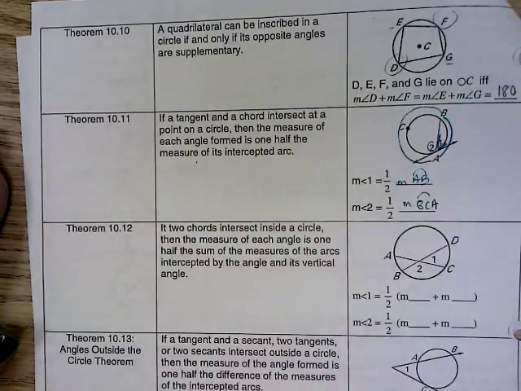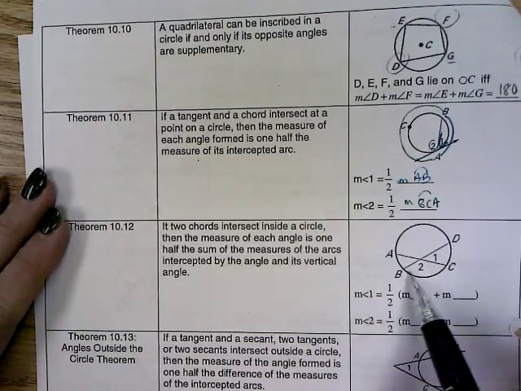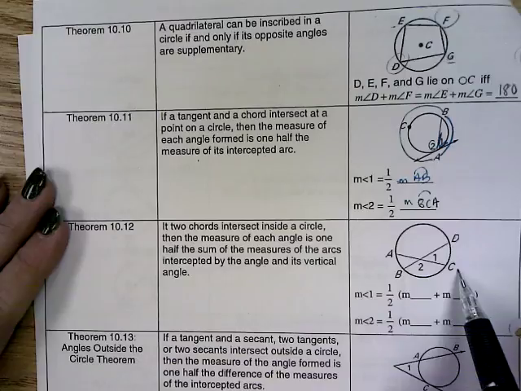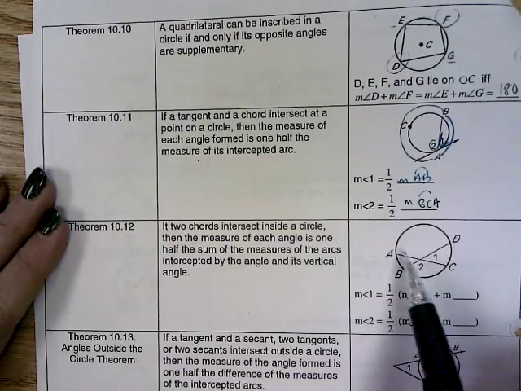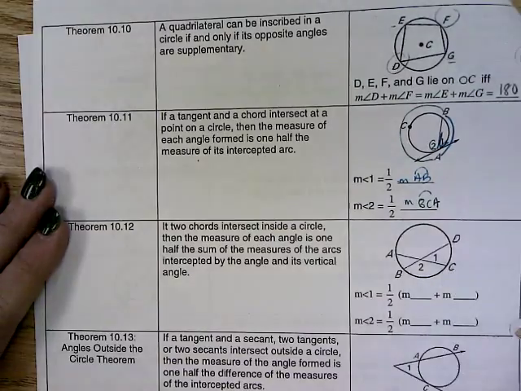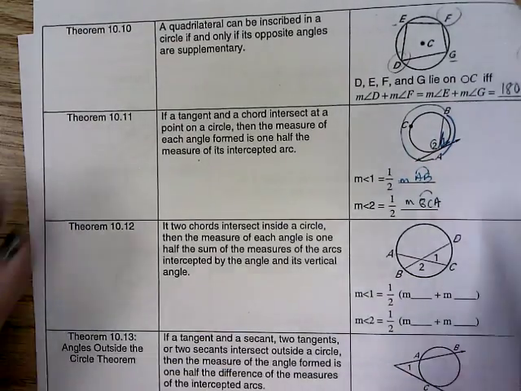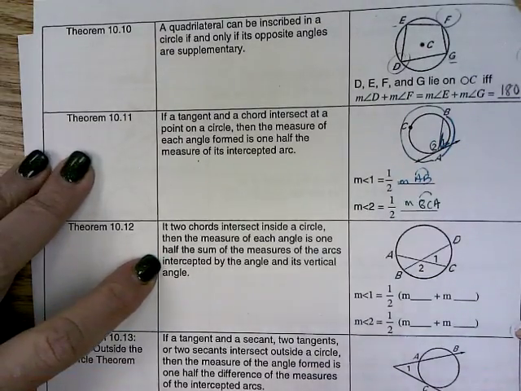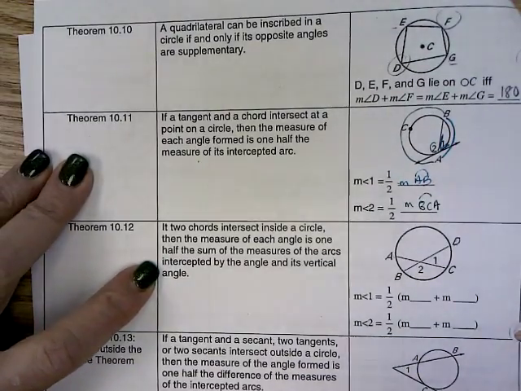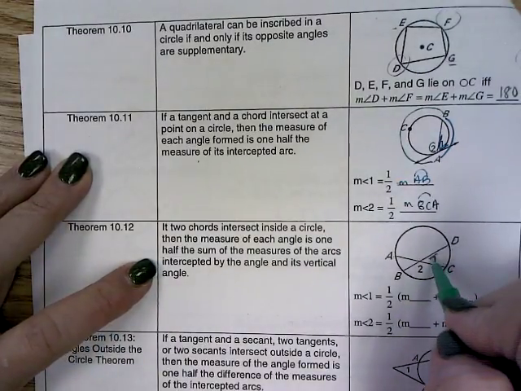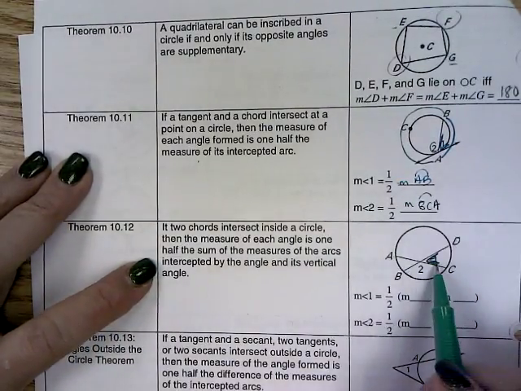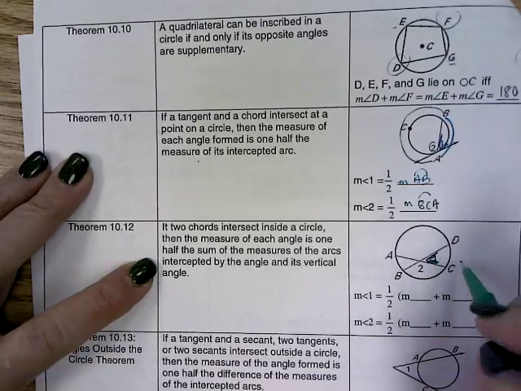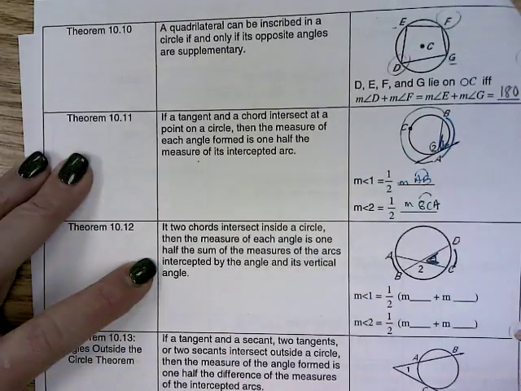All right, our last two theorems. The first one has to deal with two chords intersecting inside of a circle. So here I just have chord CB and DB and chord AC, and they cross inside of the circle. So what the theorem tells us here, it says if two chords intersect inside of a circle, then the measure of each angle is 1/2 the measure of the arcs intercepted by the angle and its vertical angle, which means if I'm looking here at angle 1, it is going to be 1/2 of CD plus AB.